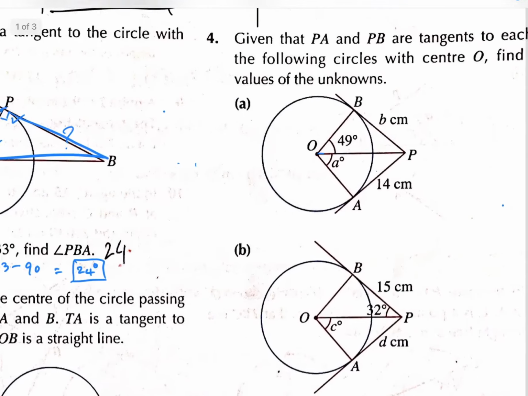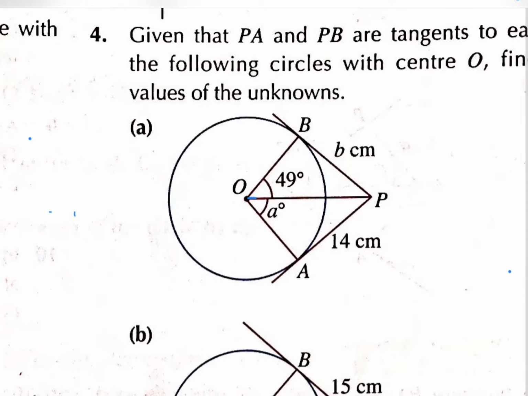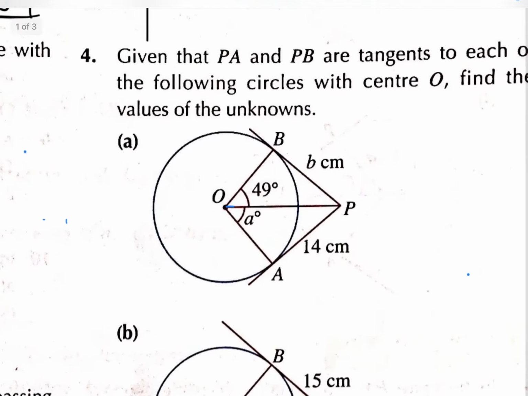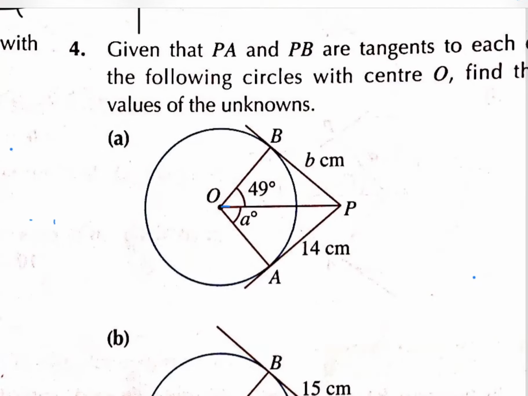Okay, say number 4. Let's do number 4A. Let's just solve one item here as an example for this part. Okay, number 4A. Given that PA and PB are tangent to each of the following circles with center O, find the values of the unknowns.